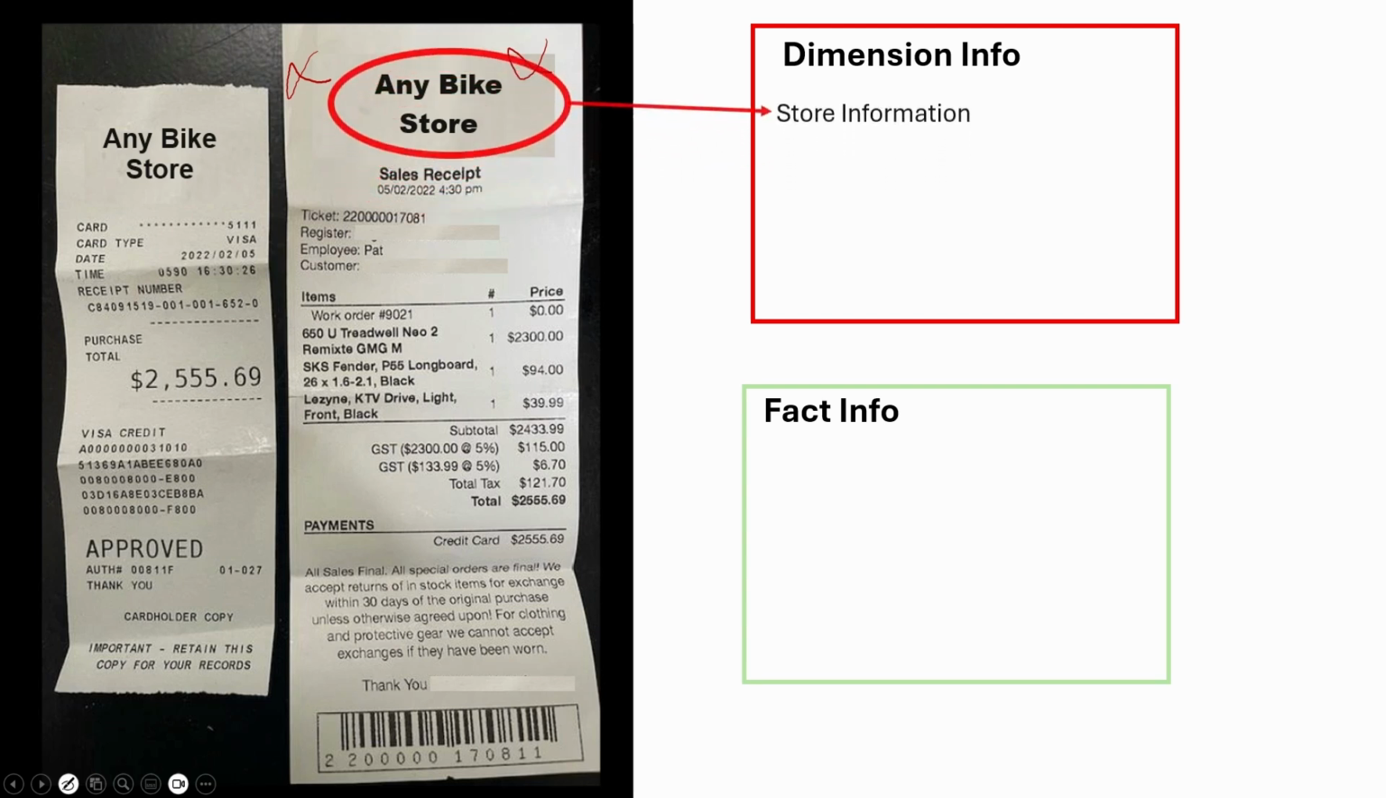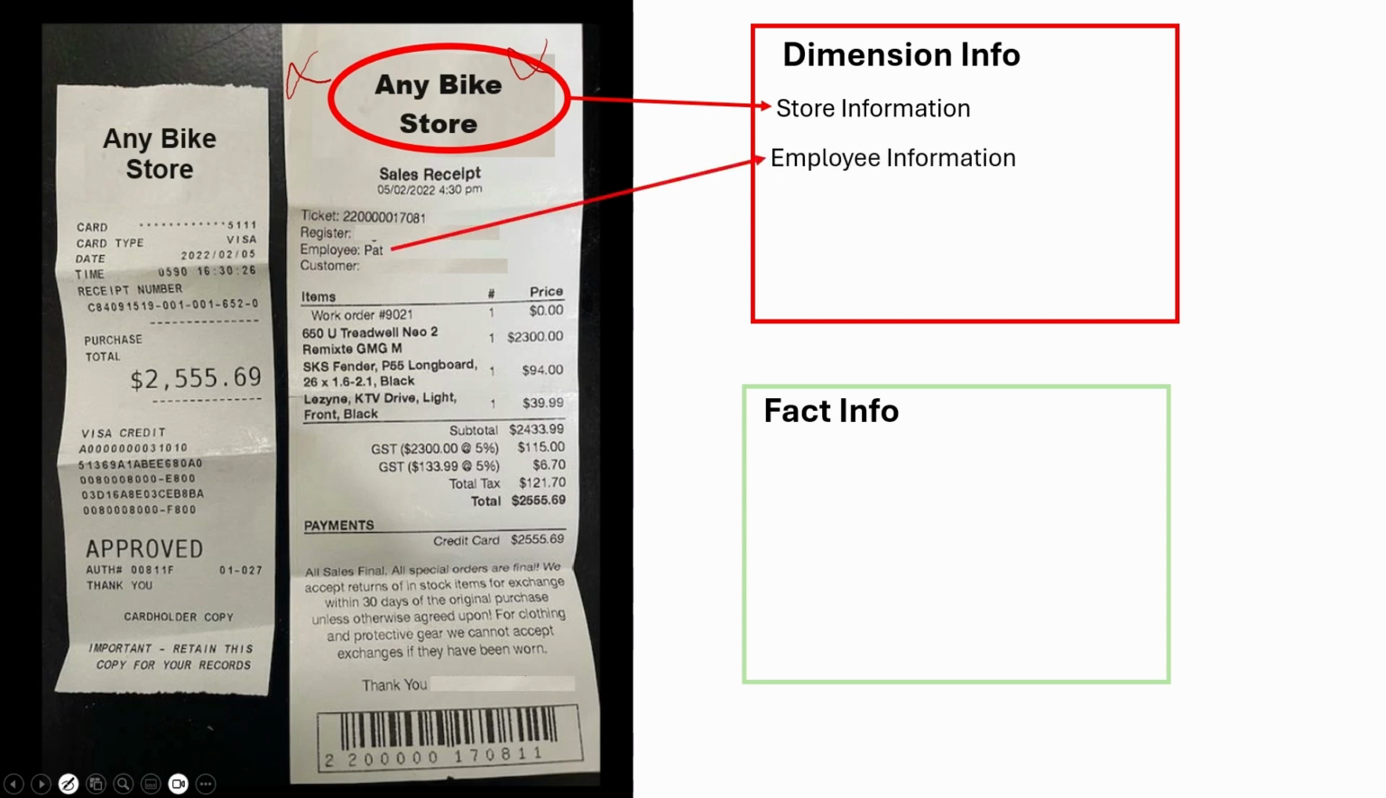So first of all, if you look here, usually this says Any Bike Store, so this would contain store information. Say, for example, the bicycle company we have been talking about, let's assume that we have two stores. This store information is going to appear on every receipt. However, these two stores' information is constant for the most part. It is going to change very infrequently, so we can categorize that as dimension data.